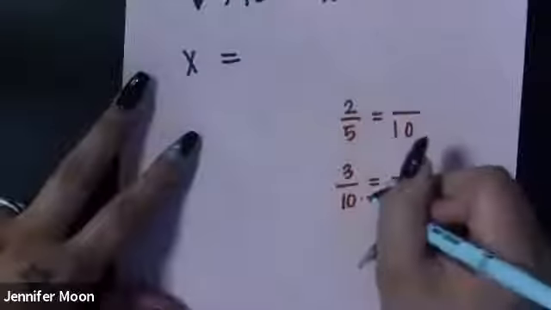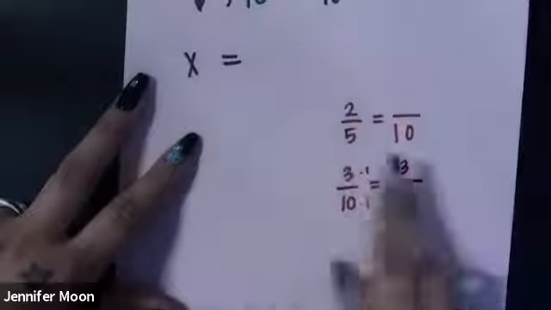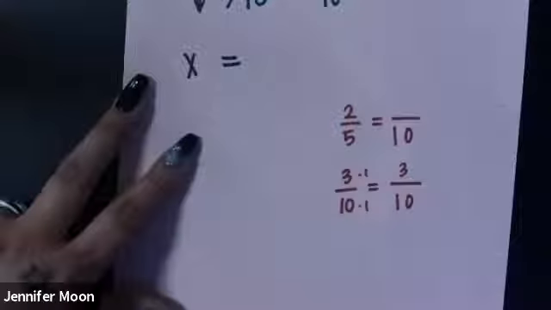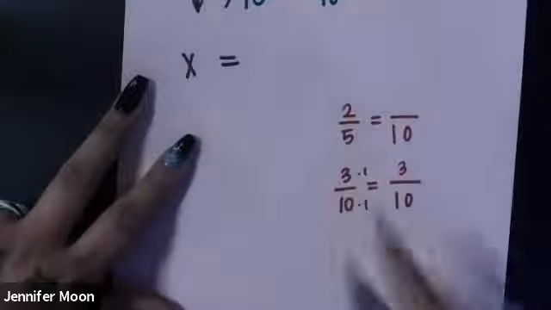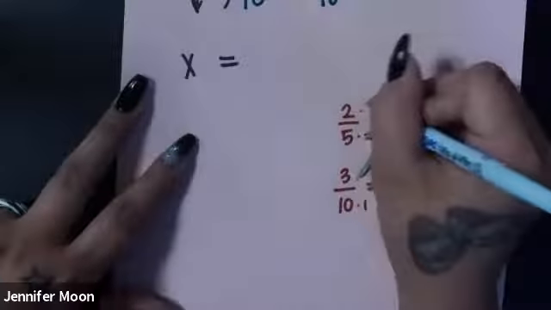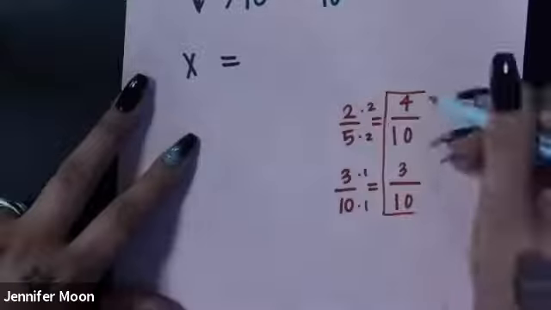Now, 10 times 1 is 10, 3 times 1 is 3. This is the same thing we've been doing. Whatever you do to the bottom, you have to do to the top. Whatever you do to the left, you have to do to the right. You always have to keep it balanced. Here, I did 5 times 2 to get 10. Whatever I do to the bottom, I have to do to the top. These are my 2 new fractions that I'm using.